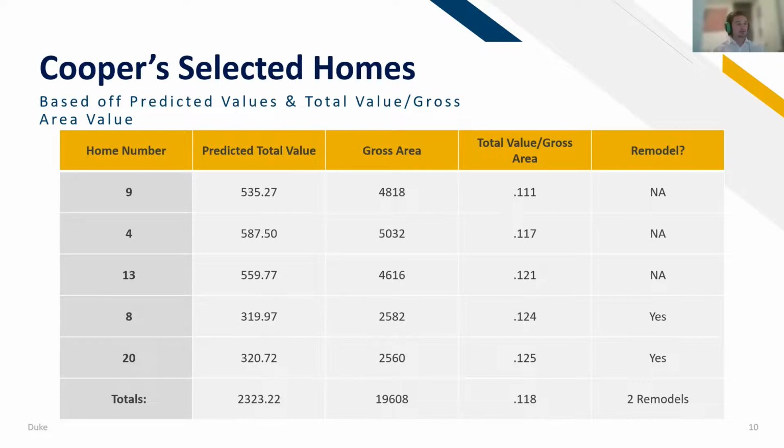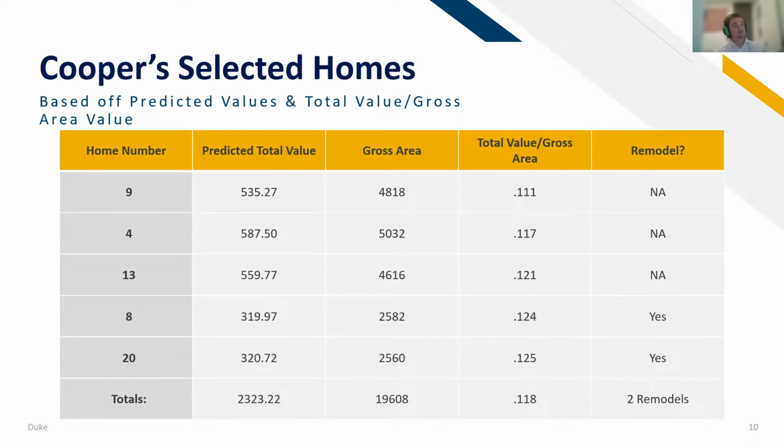Additionally, when looking at the remodel section, it was important to think about what we talked about earlier in the decision tree: the price, number of bathrooms, full bathrooms, and the year that the house was made. Because of this, the first 3 houses that I chose do not need to be remodeled. However, house number 8 and house number 20 do need to be remodeled.